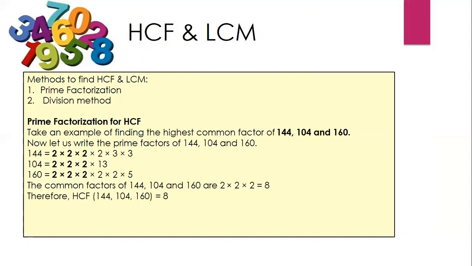Prime factorization is nothing but expressing the given number in terms of prime numbers. So we express all three numbers based on prime numbers: 144 as 2^4 into 3^2, 104 as 2^3 into 13, 160 as 2^5 into 5. So the common factor of 144, 104 and 160 is 2 into 2 into 2, which is 8. 2 cube is the HCF.